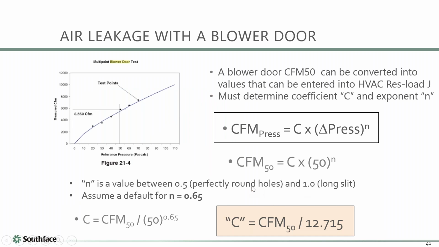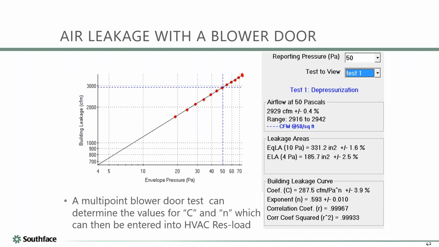But ultimately, I'm trying to show you, the software we're using is kind of weird. They allow you to enter a C and N, but they don't really help you otherwise. So I'm trying to help you. If you know what your CFM 50 is and you assume a default for N, you can back out what C value to use. And here's the magic equation when you do the math. Just take your blower door result, divide it by 12.715, and that gives you the number we're going to enter. And I'll show you that in a second.